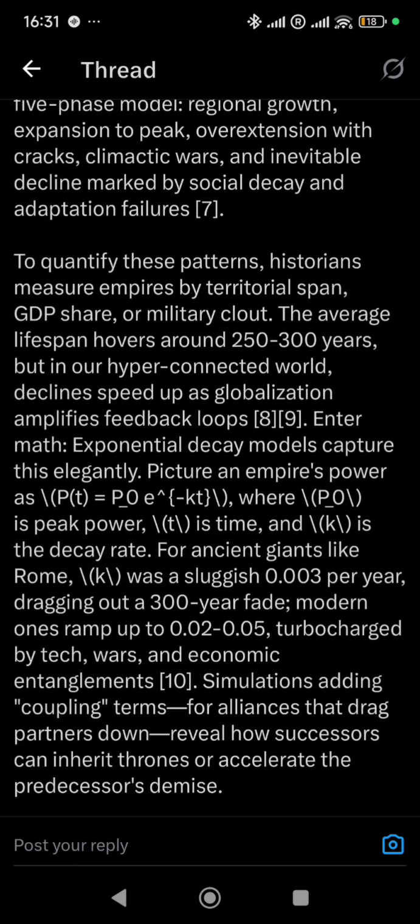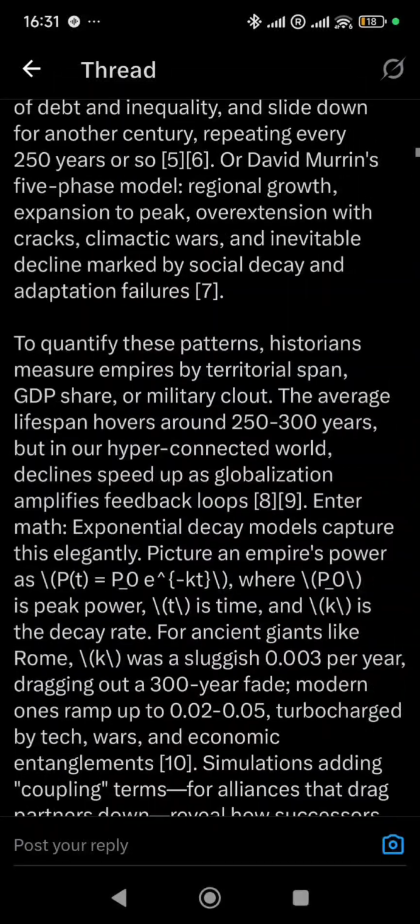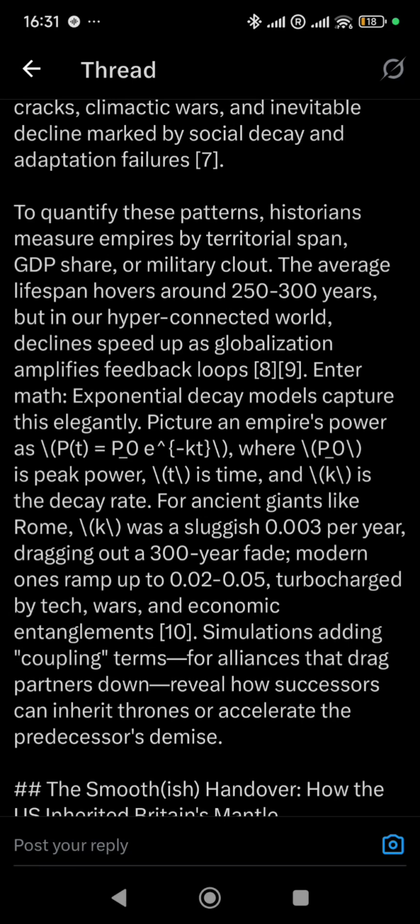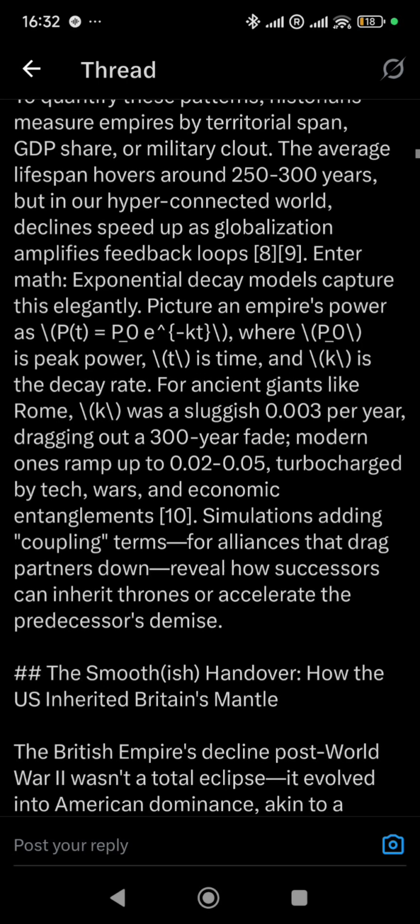Enter math. Exponential decay models capture this elegantly. Picture an empire's power as, see the formula on your screen, where P0 is peak power, t is time, and k is the decay rate. For ancient giants like Rome, k was a sluggish 0.003 per year, dragging out a 300-year fade. Modern ones ramp up to 0.02 or 0.05, turbocharged by tech, wars, and economic entanglements.